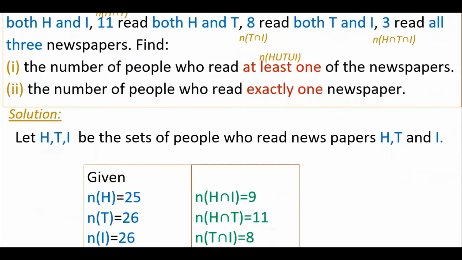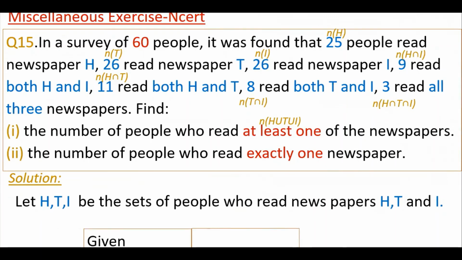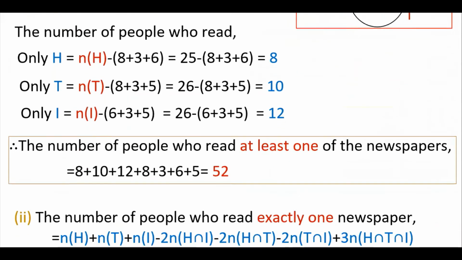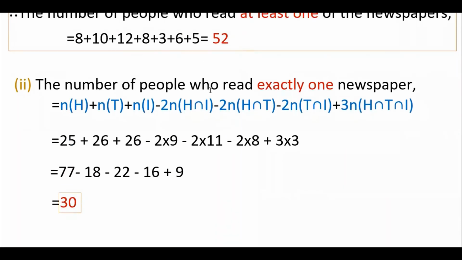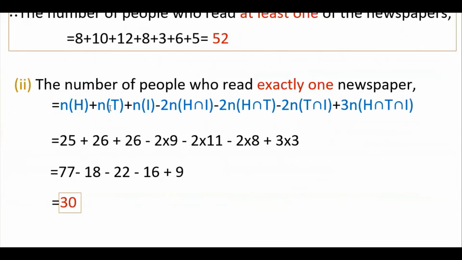So this is the solution. And the next question is from the same problem. They asked the number of people who read exactly one newspaper. So exactly one newspaper, that means only one. For that you have to use this one. You can see from here the number of elements in exactly one of the sets. So you have to use n of H plus n of T plus n of I minus 2 like this. Now substitute the given values in this, then you will get 30. So these are the number of people who read exactly one newspaper.